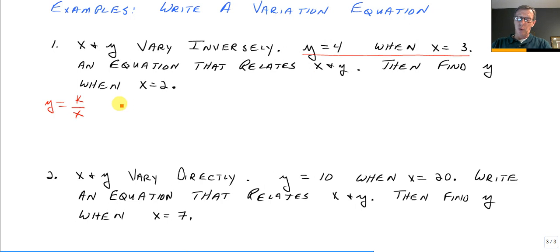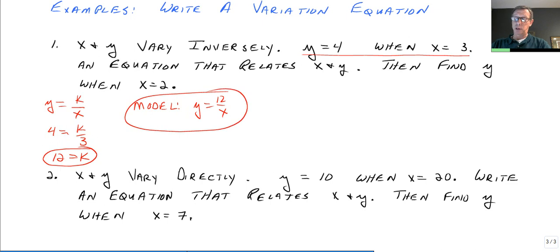So y is 4 when x is 3. So we can see that if I take and multiply both sides by 3, we get 12 is equal to k. So I've actually found the value of k. Now I can write my model for this situation, or the equation, whatever the book would say, and that would be y is equal to 12 all over x. So there's the model, or the equation for this situation.